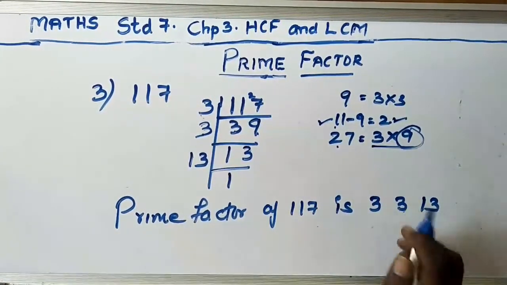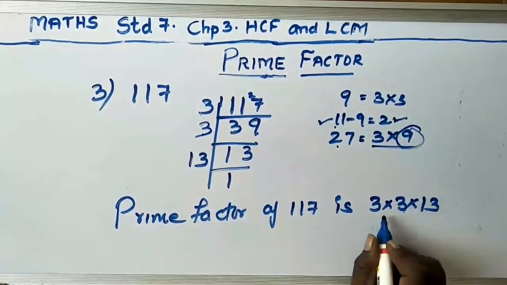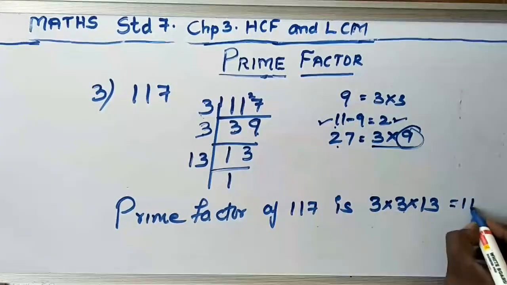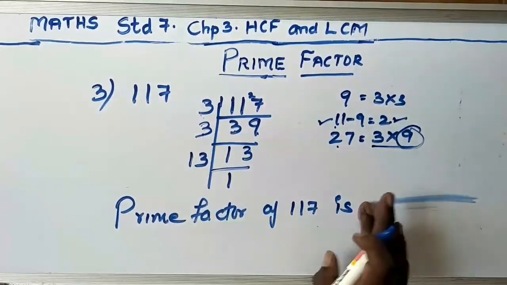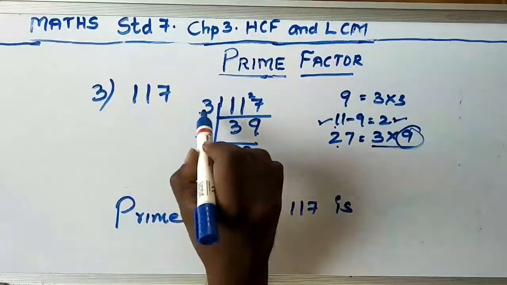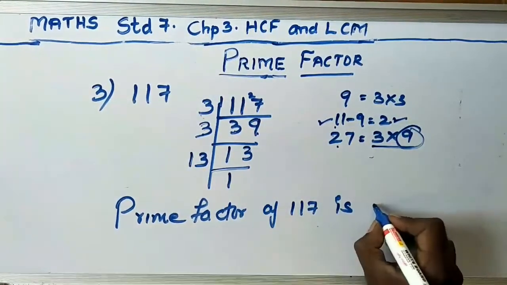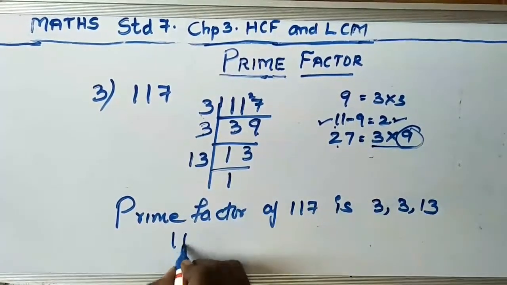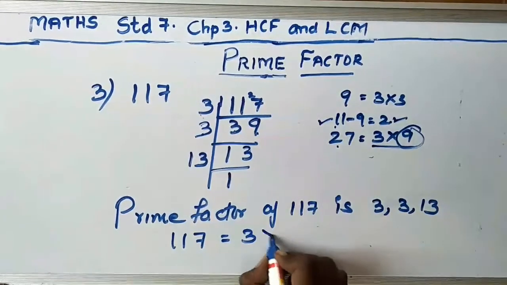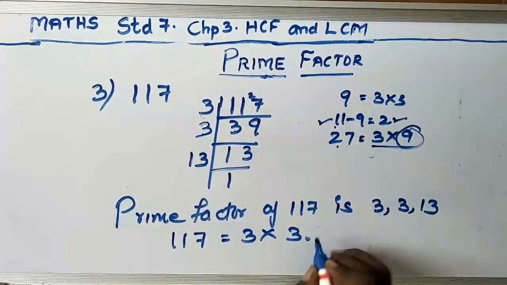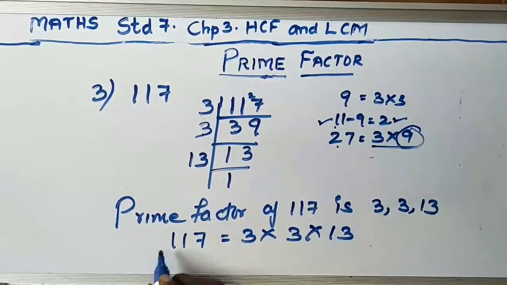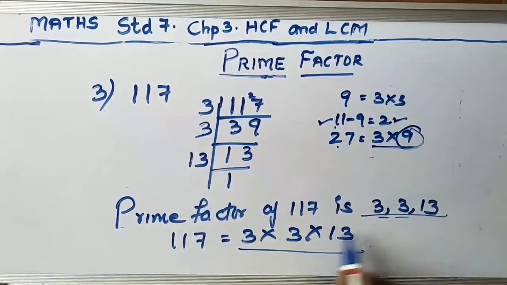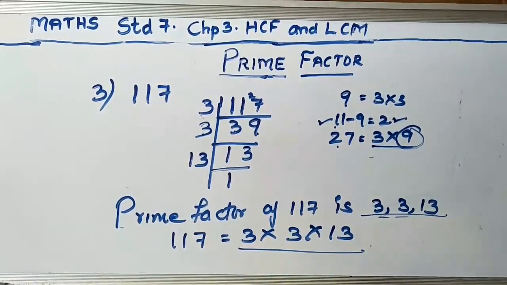So in place of this, you can write 3 into 3 into 13, which comes to be 117. So we want to find only the prime factors. Which are the prime factors? So you write 3, 3, 13, or you can write 117 is equal to 3 into 3 into 13. This is the prime factorization. The prime factors which you have written, when you multiply them, you get 117.